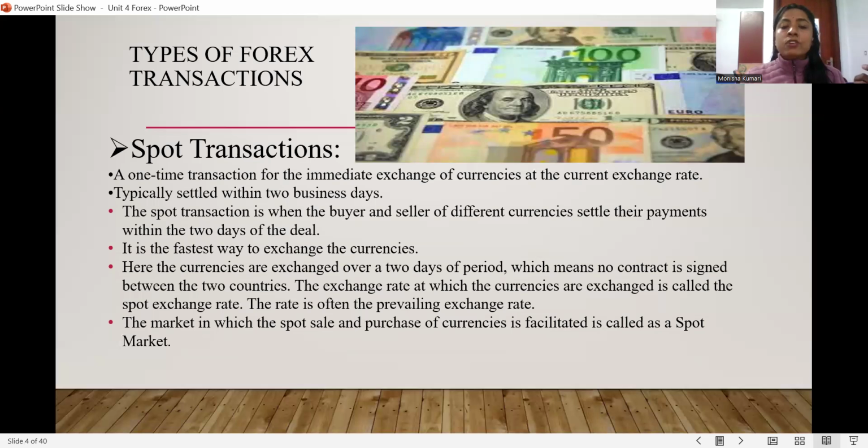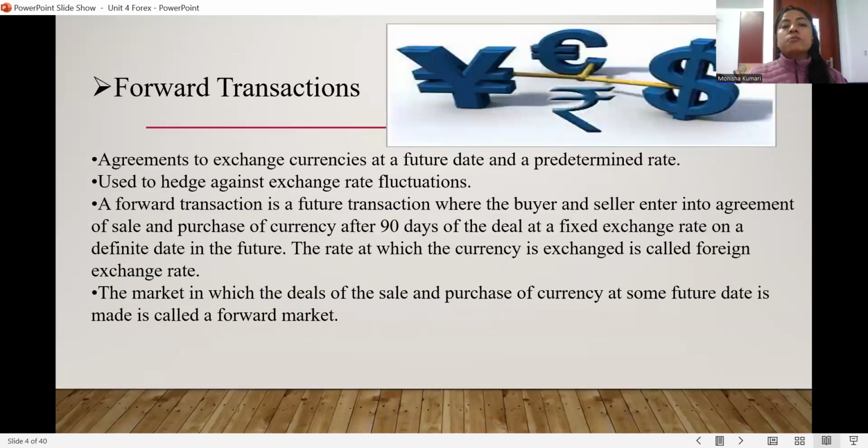So when a buyer or seller of different currencies settle their payments within 2 days, that transaction is known as a spot transaction. And due to the shorter settlement time, it is known as the fastest way to exchange currency. So when the currencies are exchanged over a 2-day period, meaning no contract is signed between the two countries, then the exchange rate at which currencies are exchanged within that short duration is known as the spot rate. The spot sale and purchase of currency is done in the spot market.